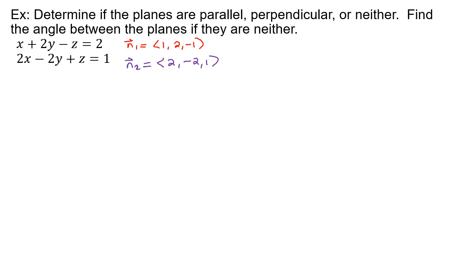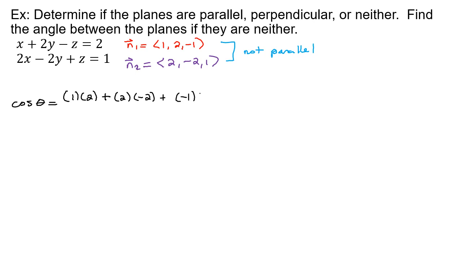Again, they're not parallel for the same reason the other one wasn't. They're not multiples. If you take the first component on n1 and double it, you get the first component on n2. So if you double each one of them, 2 times 2 will make 4, not -2. So they're not parallel because they're not multiples. So the other option is, can we do the angle between them and the dot product? So let's try that. So cosine theta would be 1 times 2 plus 2 times -2 plus -1 times 1.